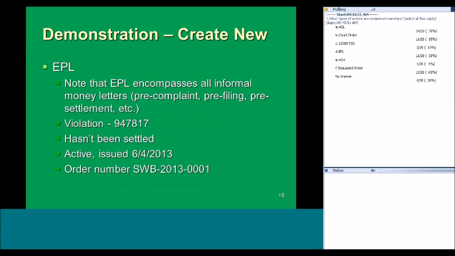So now we're going to move on to our first demonstration, and that's creating a new record. This is for EPLs, or expedited payment letters, and that, as Aaron discussed, encompasses all informal money letters, pre-complaint, pre-filing, pre-settlement. And we have a violation that we're going to start with. We know that it hasn't been settled, it's active, and was issued earlier this month, and we have an order number.